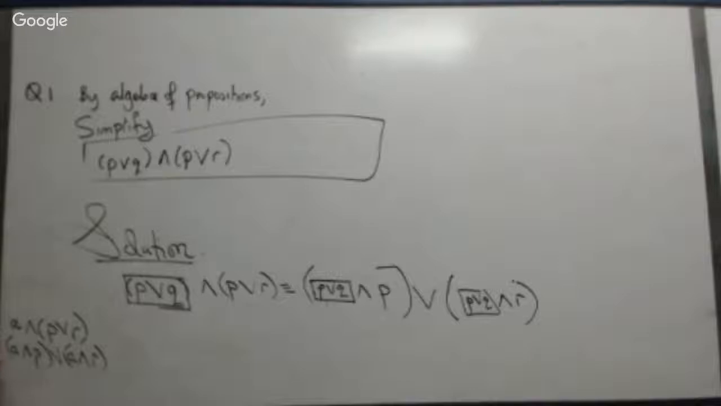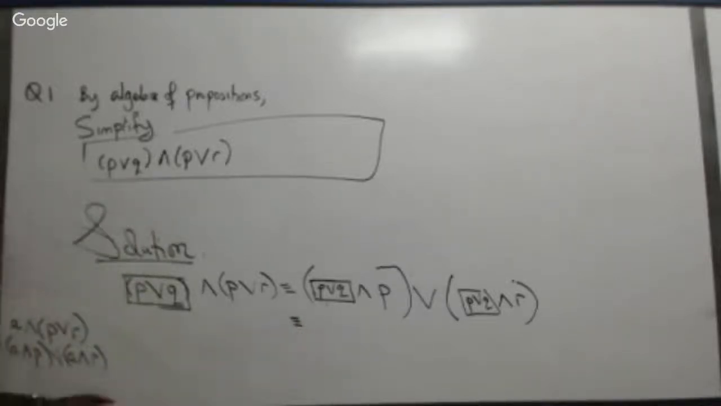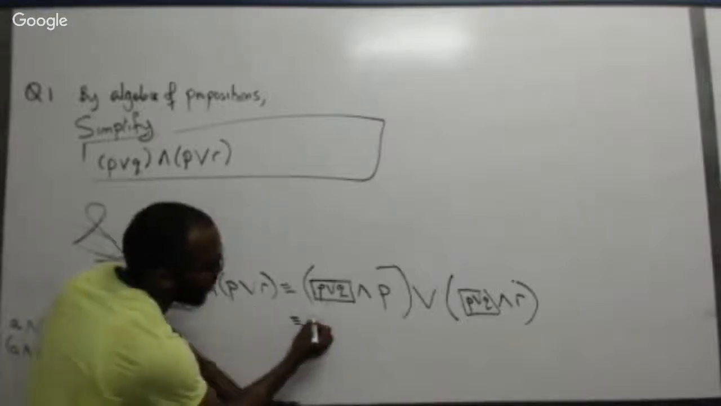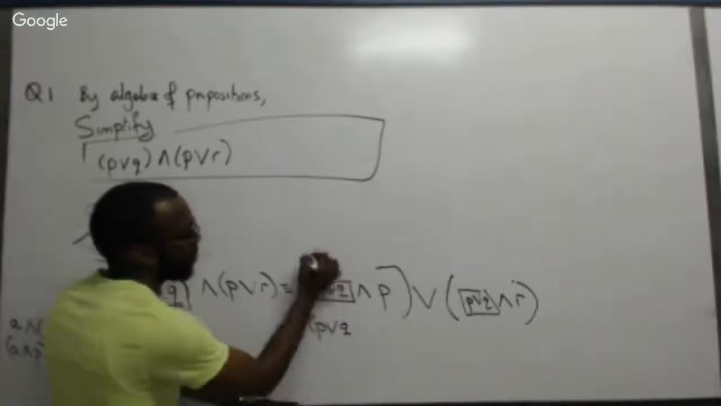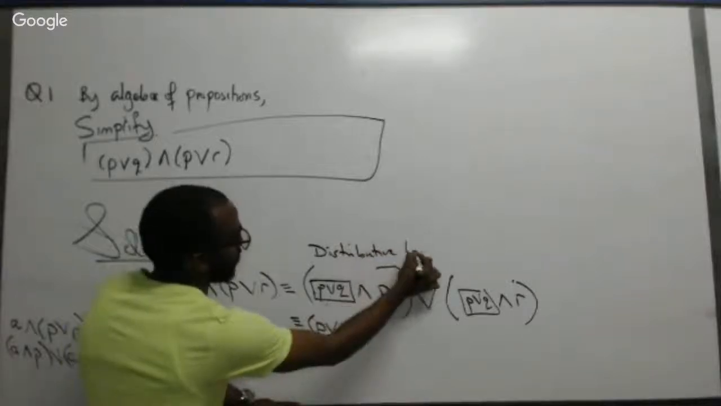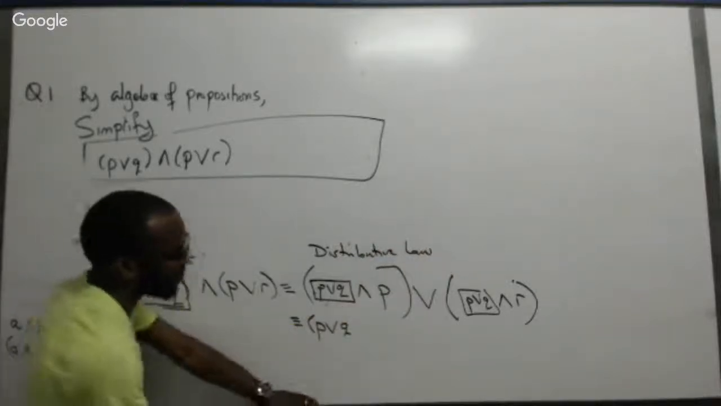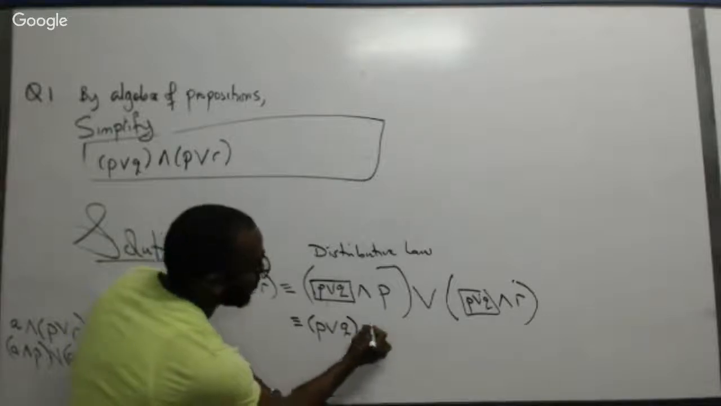But I can't just leave the A there, because the question never asked about A. This is just for me to understand it clearly. Then, what do I do here? Let's write it back with brackets. P or Q. This is the distributive law applied to get here.